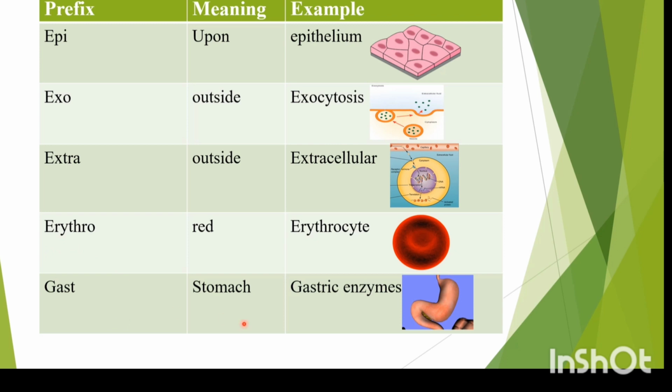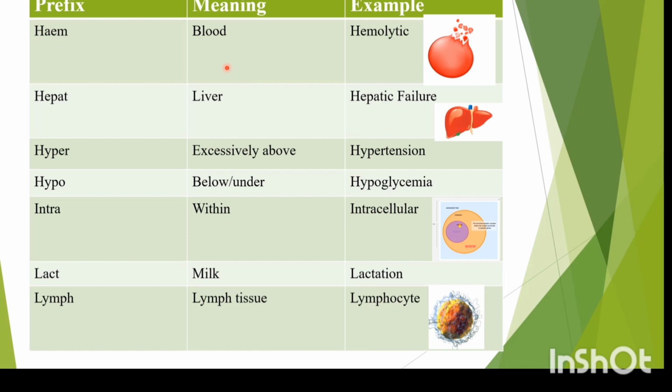So red blood cell is called erythrocyte. Next one is gast. Gast means stomach. Example, gastric enzymes. The enzymes produced from the stomach are called gastric enzymes. Next one is heme, meaning blood. Example, hemolytic. Lysis means breakdown, heme means blood. The breakdown of red blood cell is called hemolysis.